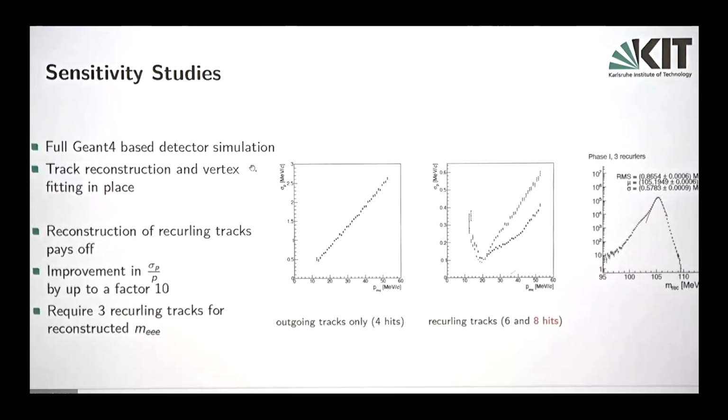You see here results from the tracking reconstruction. This is short tracks, and this is the recurling tracks. And if you compare at this point, we improve our momentum resolution by a factor of 10. So this trick with the long lever arm really pays off. And this is also what we need for the physics studies. We actually are requiring 3 recurling tracks to reconstruct the muon mass. And we get out an RMS of about 850, 900 MeV.